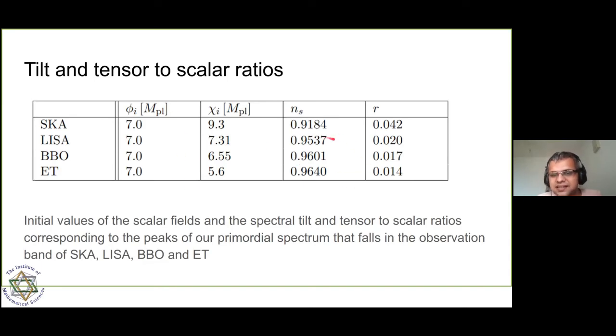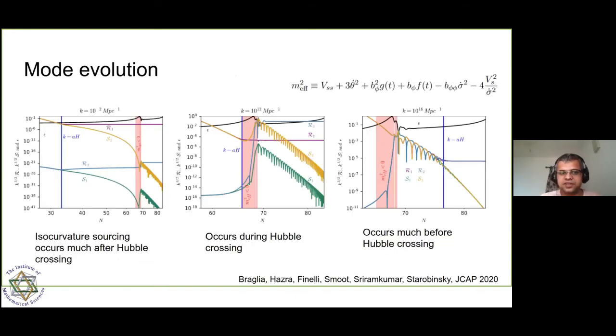As you can see, the n_s here is very much consistent with Planck. However, the r here is not consistent. However, as I said, it is a toy model. You can change the potential and, if there is a peak, get the desired r. So what happens here is the isocurvature sourcing of the curvature perturbation that I was mentioning before.